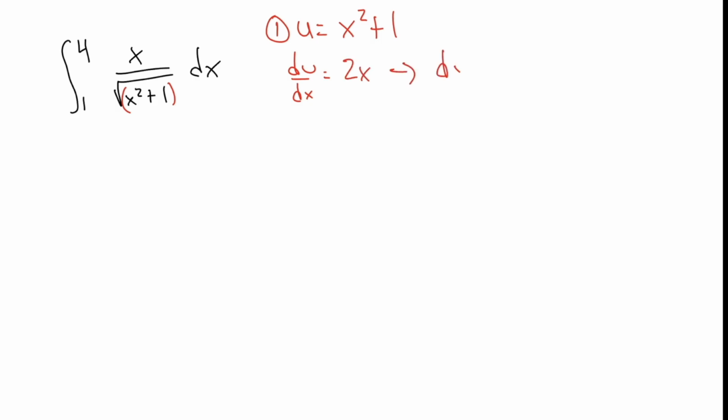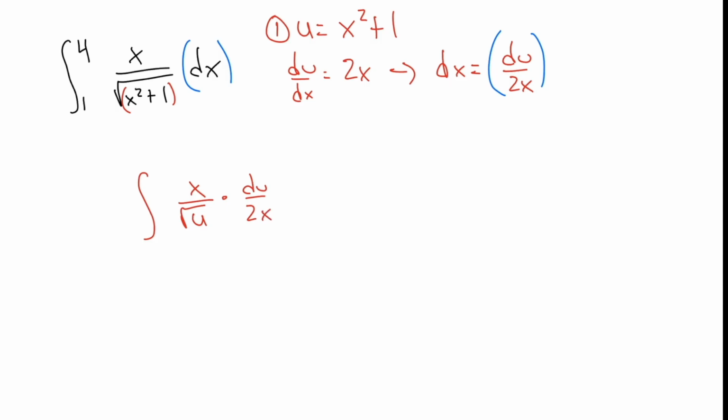Next, we solve for dx, and we're going to plug in du over 2x for dx. And we're also going to plug in u for x squared plus 1. That gives us x over the square root of u times du over 2x.